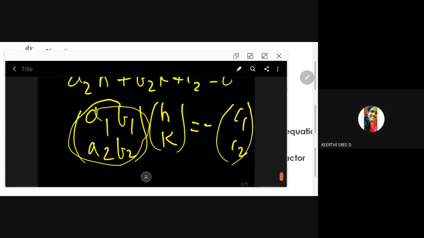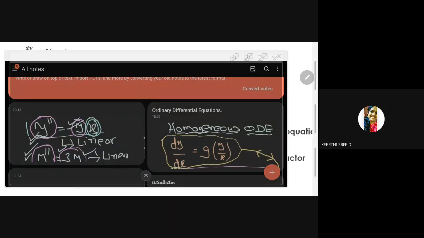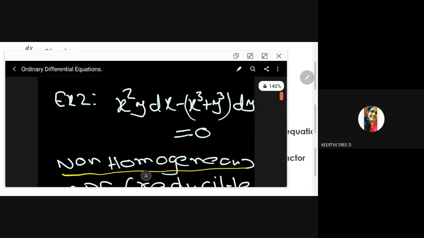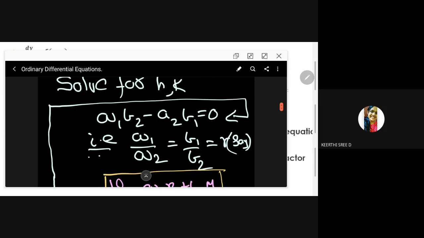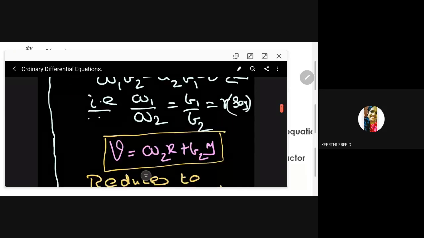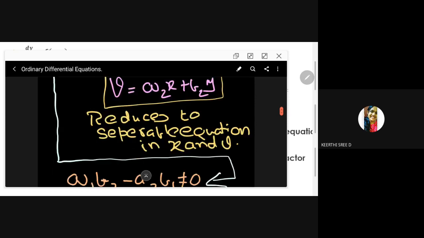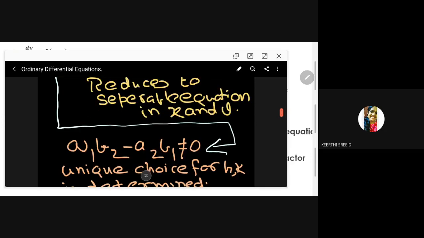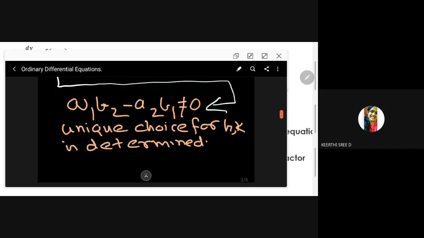So if you discuss both cases here, the first case, that is determinant is 0. So if a1 b2 is a2 b1, then simply take a1x plus b1y as a multiple of a2x plus b2y, and then straight away it reduces to a separable equation. You need not worry about that. And if it is not equal to 0, it's a unique solution. You will get h and k.